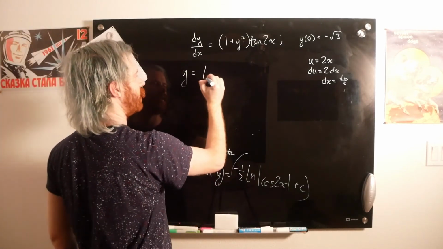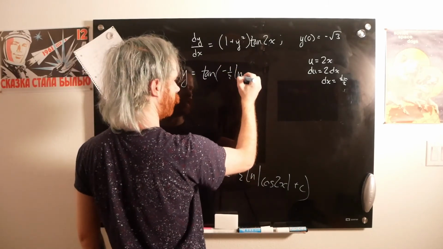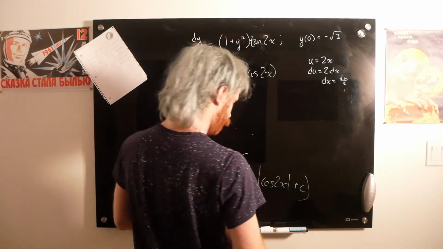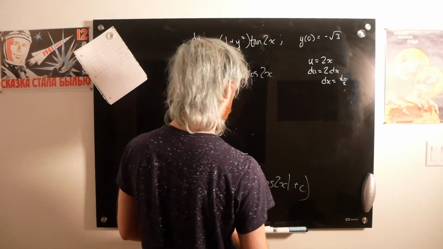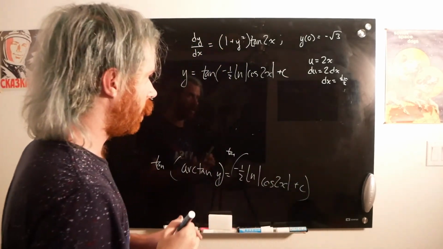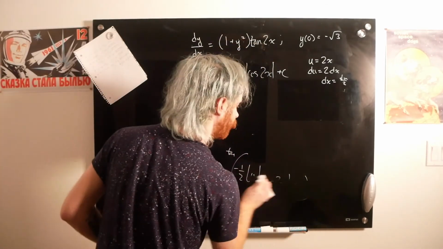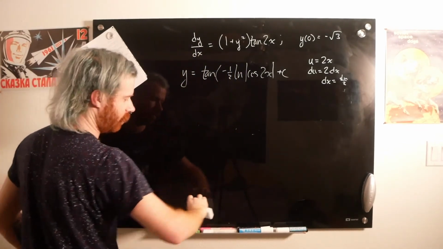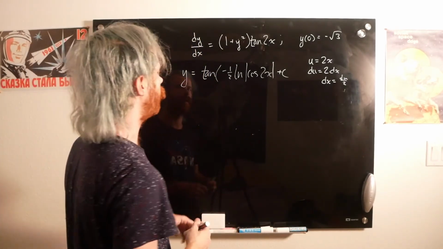And then here we have the tangent of negative 1/2 natural log absolute value of cosine of 2x plus c. We don't have our c value yet, that's why we got into this form, because I feel like it's a little bit easier to plug in initial values when you have just a value of y. You're going to have to do a little bit of work anyway, but we'll see.